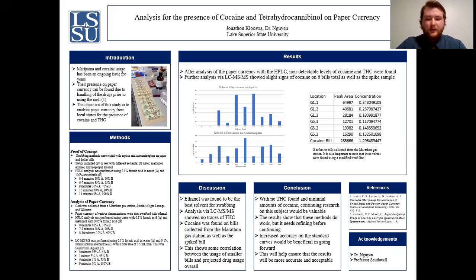In conclusion, with no THC found and minimal amounts of cocaine that were found using an implied calculation, this study would be of value to continue because we see that the methods worked, but they did need refining before continuing. Increased accuracy on standard curves would be beneficial overall. This would help us conclude that the samples are more accurate and more acceptable.